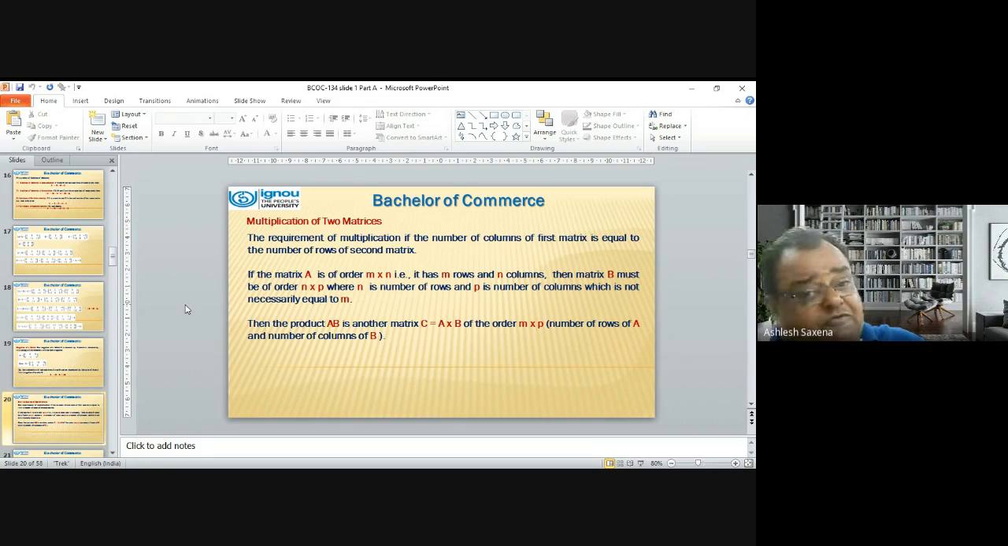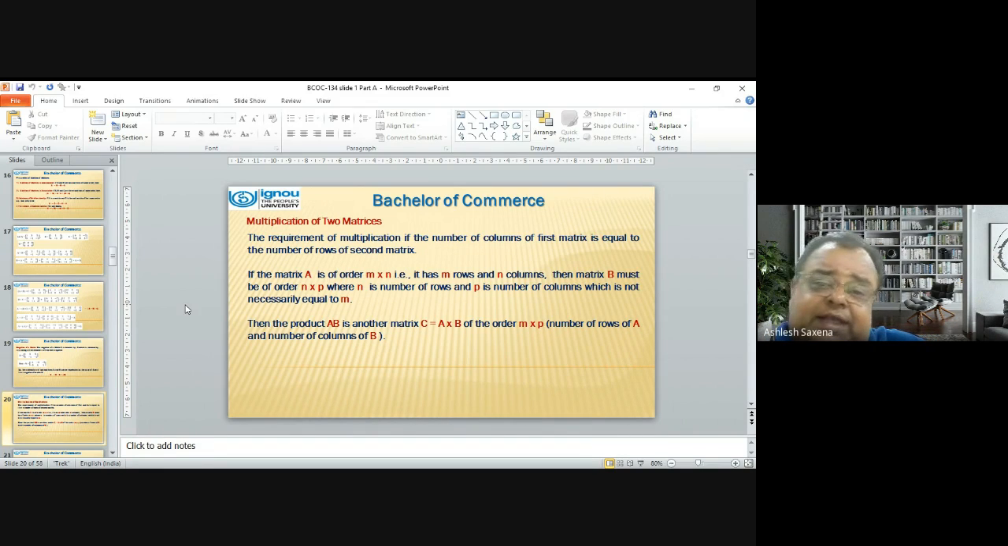But in case of multiplication, we have to keep one thing in mind: the number of rows and number of columns of the two matrices. The requirement of multiplication is the number of columns of the first matrix is equal to the number of rows of the second matrix. That is the basic requirement. Number of columns of the first one must be equal to number of rows of the second.